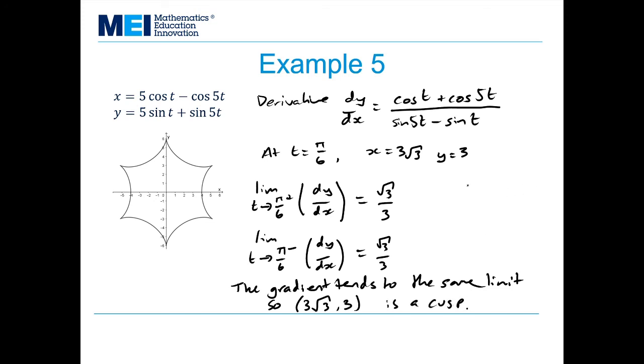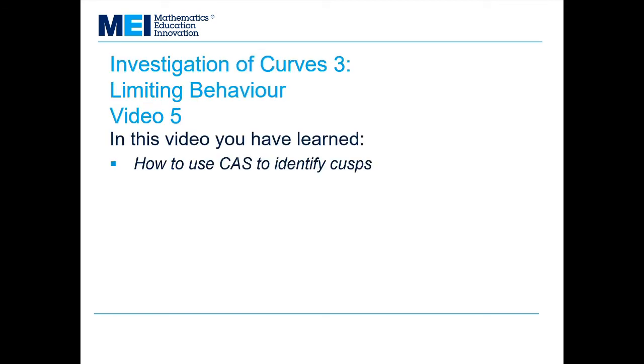And in the same way, I can consider pi by 2, and I can show that the limit as t tends to pi by 2 from above was infinity, and the limit as t tends to pi by 2 from below was minus infinity. So that was showing me that the point 0, 6 was also a cusp. In this video, you've learned how to use a computer algebra system to identify cusps.